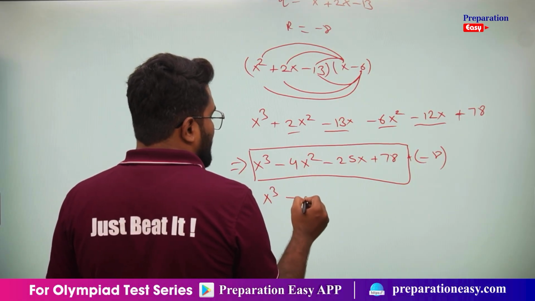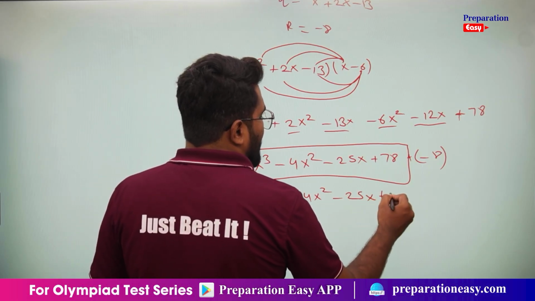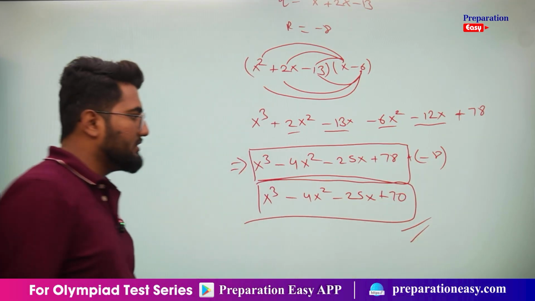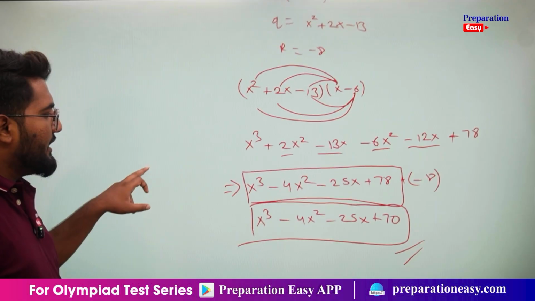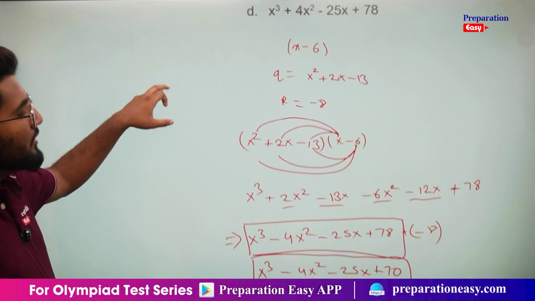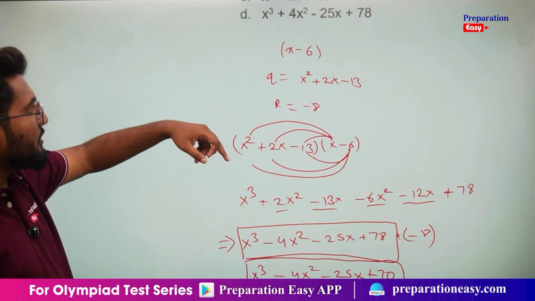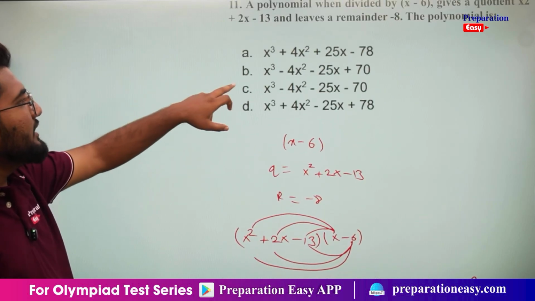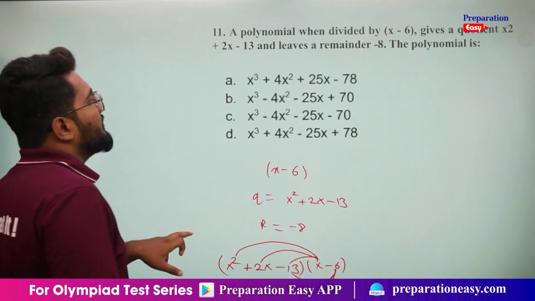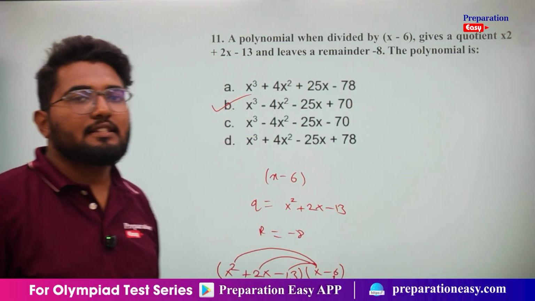So our answer will be x cube minus 4x square minus 25x plus 70. This will be our final answer. Let's find it out. Okay, x cube minus 4x square minus 25x plus 70. 70 is in plus, so our correct answer will be option B.